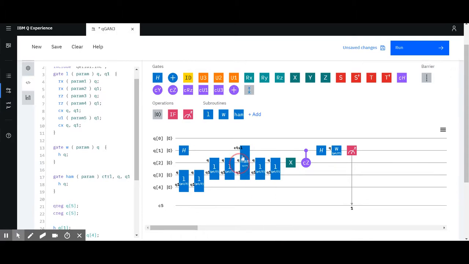And this is the control bit. That's why you're getting that into superposition. So it seems like you're going to do that many times, and sometimes you're going to apply this Hamiltonian, sometimes you're not going to apply this Hamiltonian.